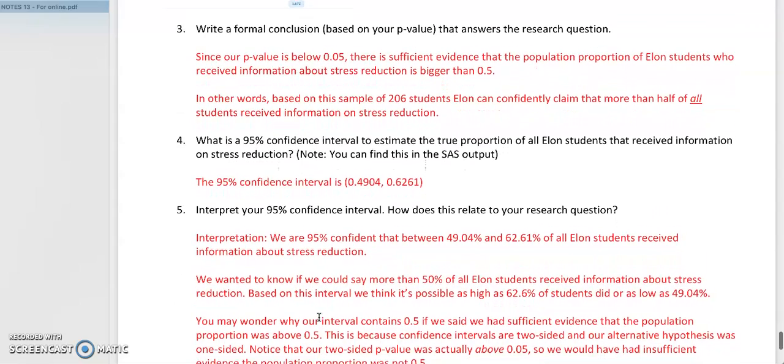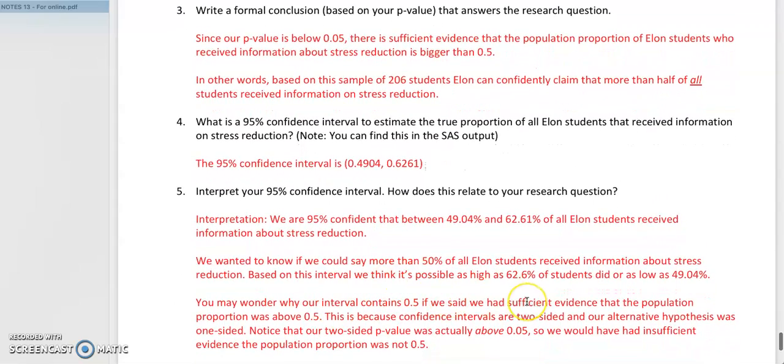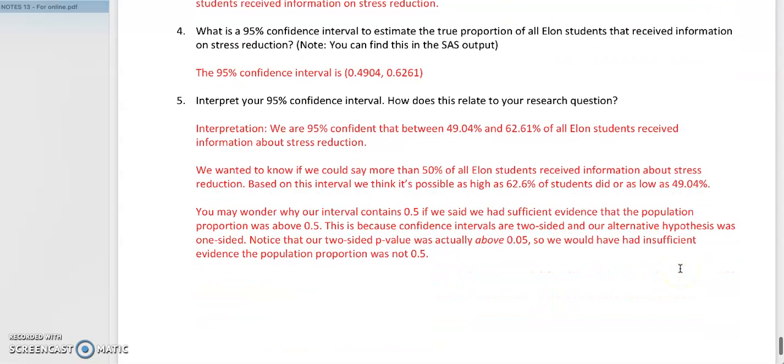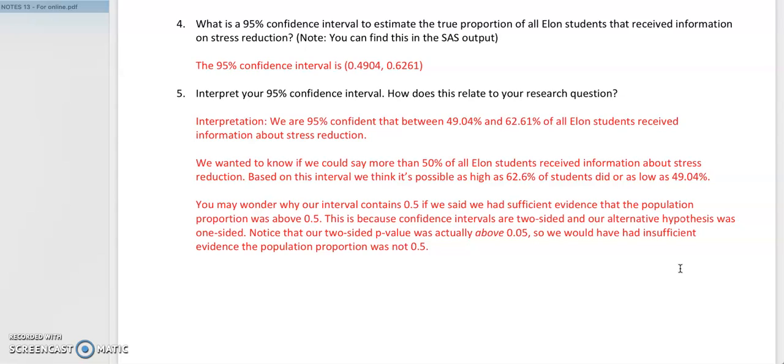So we wanted to know if we could say that more than 50% of students received this information. What we were able to find with this interval is that we think that actually it could be as high as almost 63% of students received it, or it could be as low as only 49% received it. And some of you may be wondering why our interval contains 0.5 or 50% if we said that we had sufficient evidence that the population proportion was actually above 0.5.